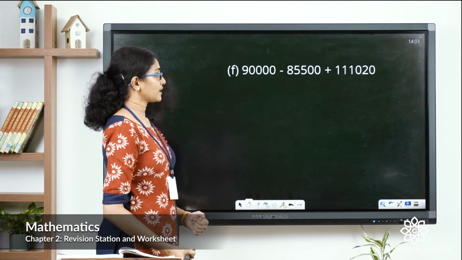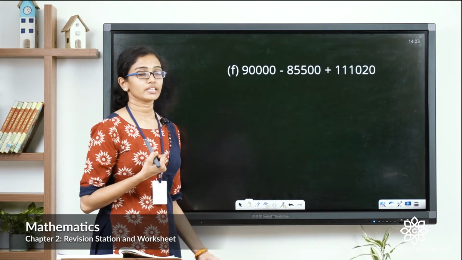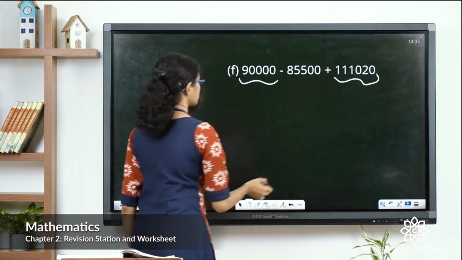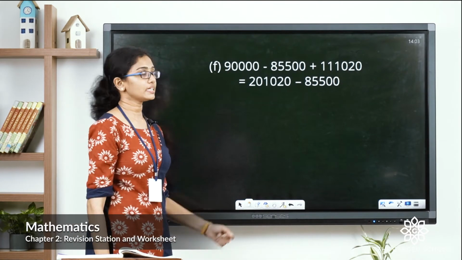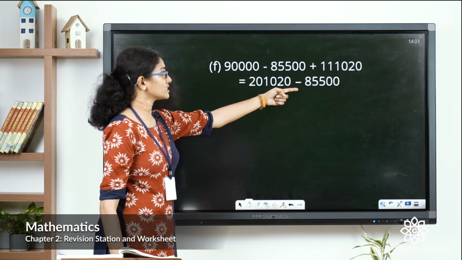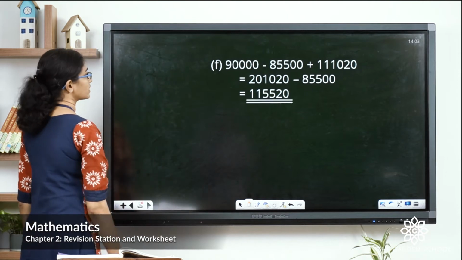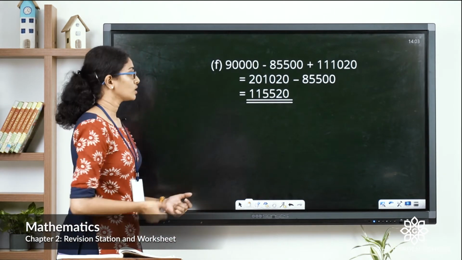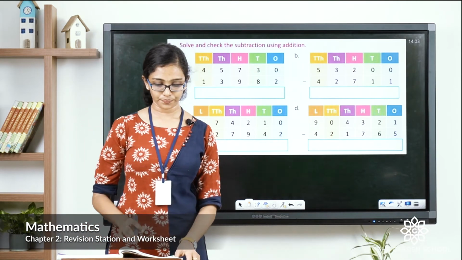90,000 minus 85,500 plus 1,11,020. So here the addends are this one and this one. So adding them will give you the sum 2,01,020 and the subtraction. The subtrahend is subtracted. So that will give you the difference 1,15,520. So those are the 6 questions of question 4.